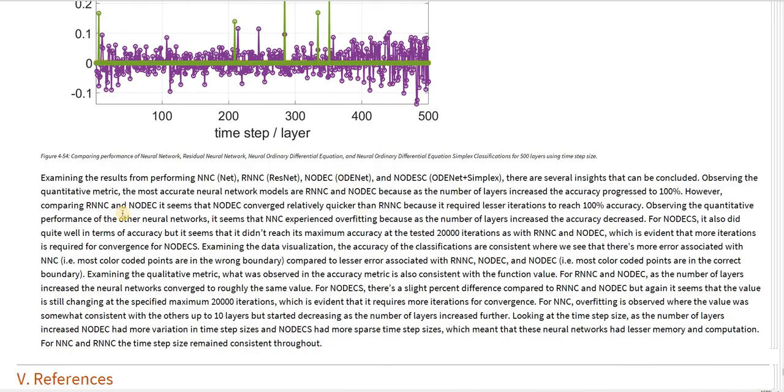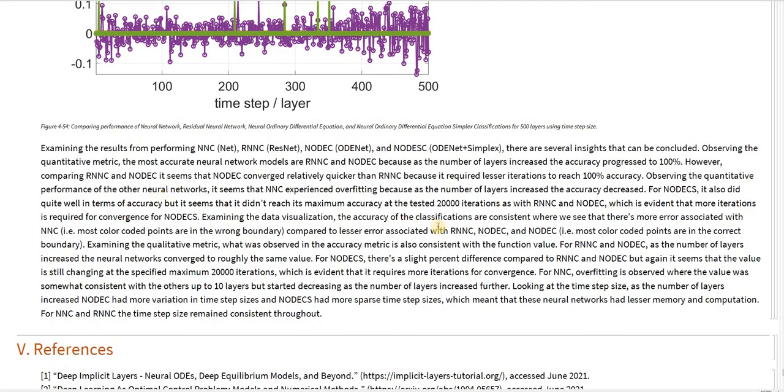So with that, let's provide some insights for the results for our second case study here. With all these 4 algorithms, one of the ways that we can conclude is that the most accurate neural network model is the residual neural network as well as the ODE neural network without the simplex. The reason why we can say this is because as the number of layers increase, the accuracy progresses to 100%, as you can see. However, we can further observe that the ODE neural network converges relatively quicker than the residual neural network because it requires fewer iterations to reach 100% accuracy.